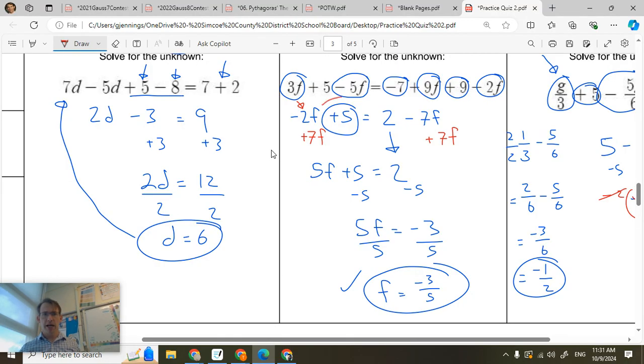So 3f minus 5f is indeed minus 2f. I agree with myself there. 5 is indeed 5. Negative 7 plus 9. Aha! I do have an error. Do you see my error? I had positive 9f minus 2f's, and I thought that was negative 7f. Oh, man. Mark it. This is so great.